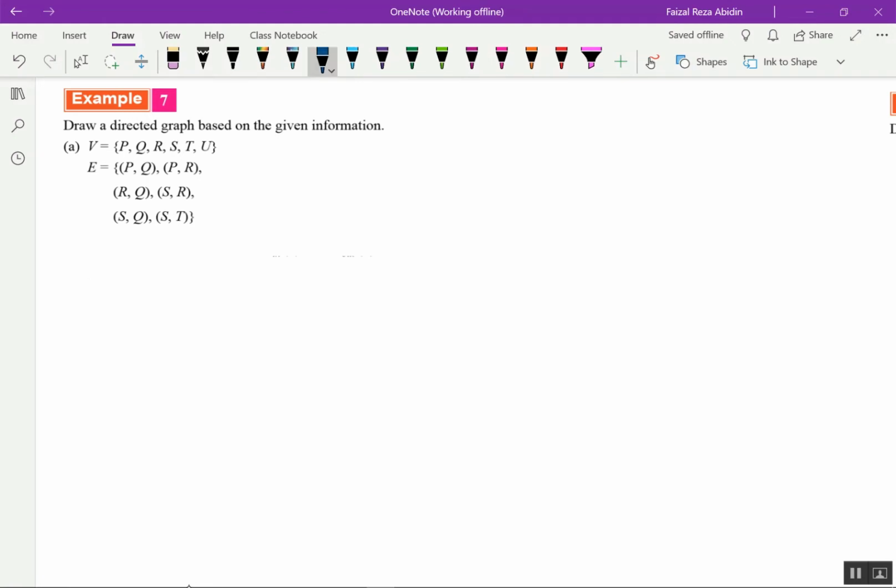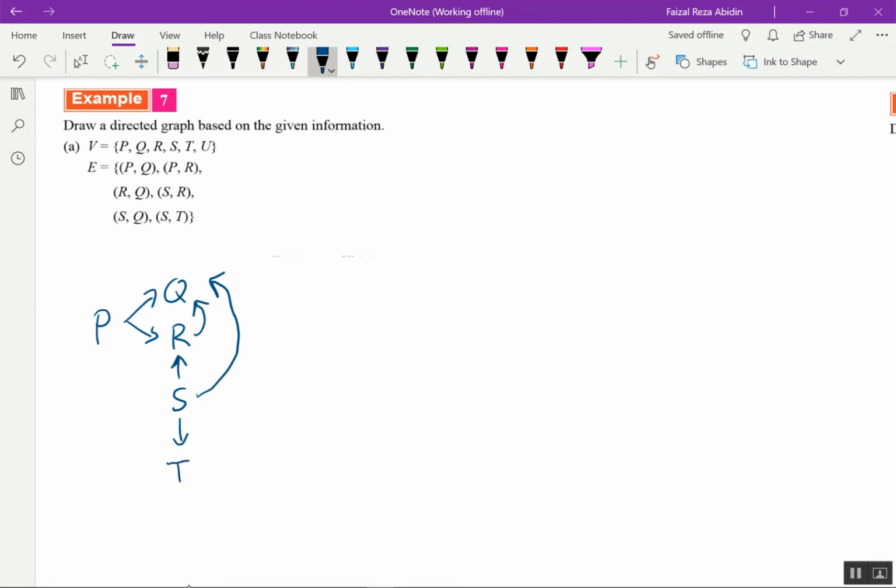Our edges over here, for P, the initial is P: P, Q, P, R. It means that P is going to Q, going to R. Am I right? P, Q, P, R. R, Q means that R is going to Q over here. S, R, we have S connected to R. And then S connected to Q. That's what I mean, because we are going to draw, right? And then S connected to T.